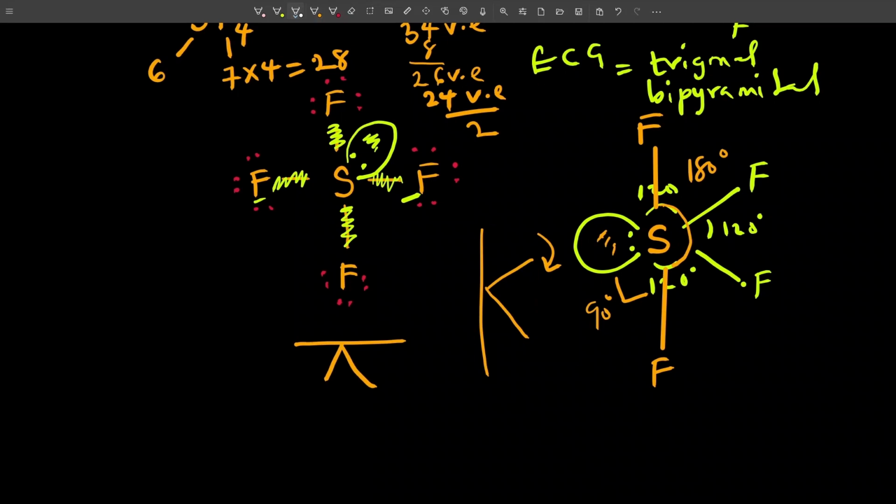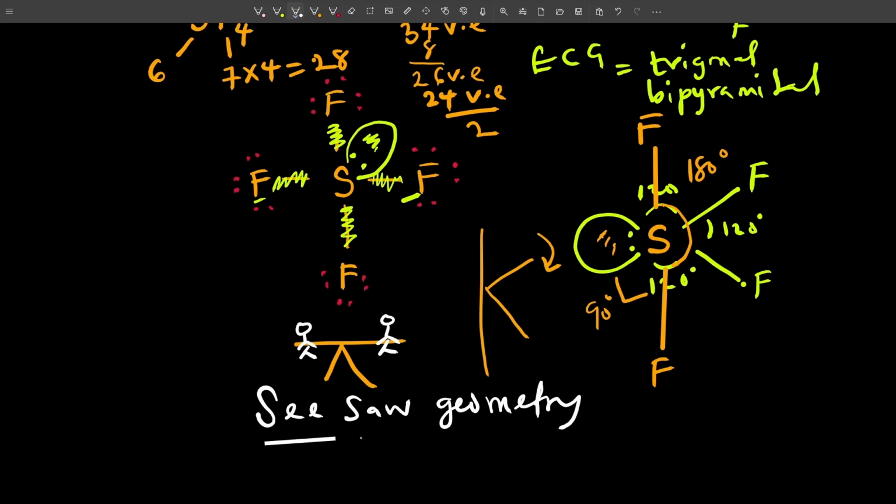So imagine that we have a kid over here, down on this, and a kid over here, down on this. This looks like a seesaw, what kids play with. So the geometry of this molecule is a seesaw geometry. I hope that is very clear. From the way it looks, we say this is a seesaw geometry. So SF4 has seesaw geometry.